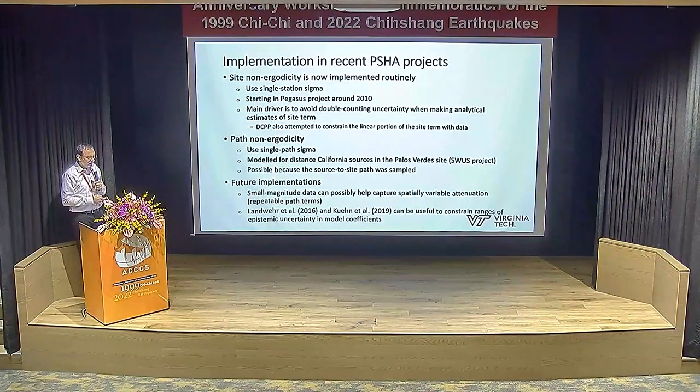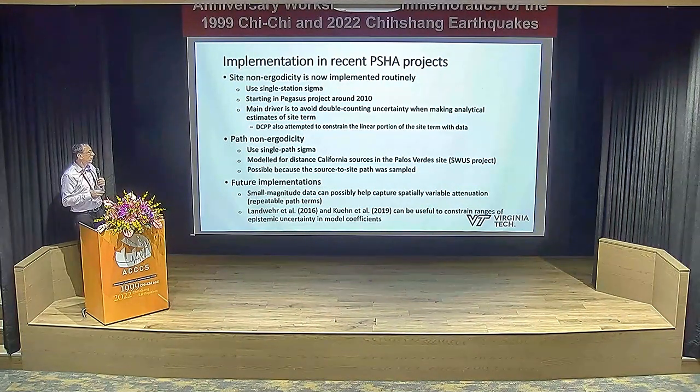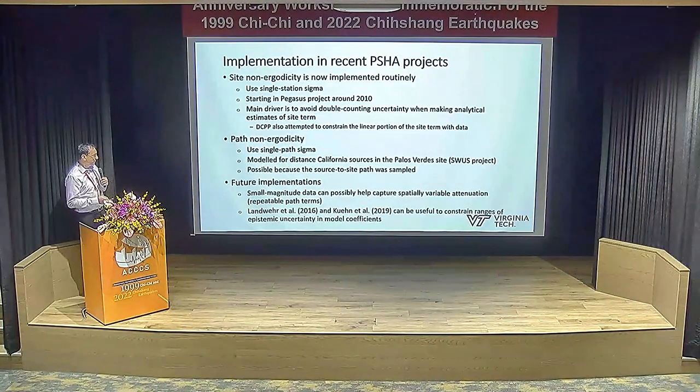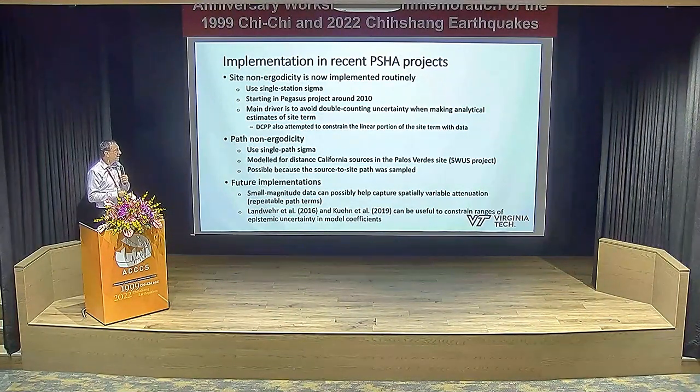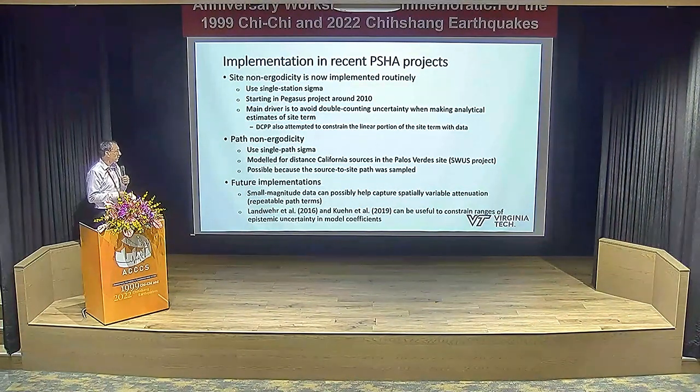Then path non-ergodicity, and Norm already talked about this. We can use single path sigma, and as far as I know, and again, Professor Abrahamson can correct me, this was done in the Palos Verdes site, and I don't know if it was done in other nuclear projects as well. And this was possible because the source to site path was easily sampled because most of the earthquakes were coming from California, and that was the source that contributed to the hazard. So that source to site path was well sampled.